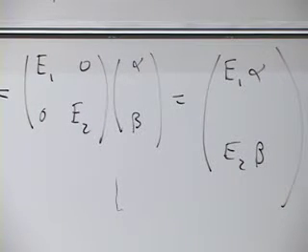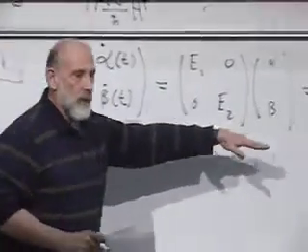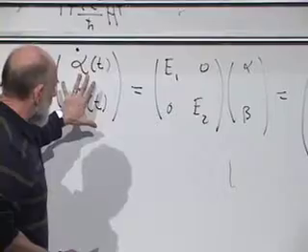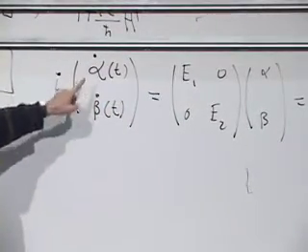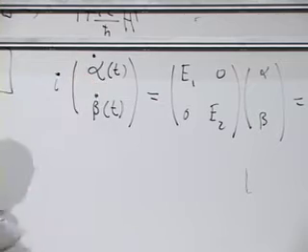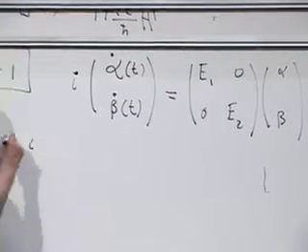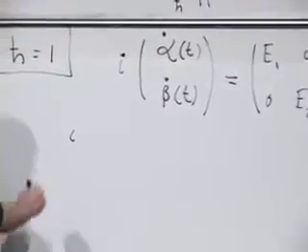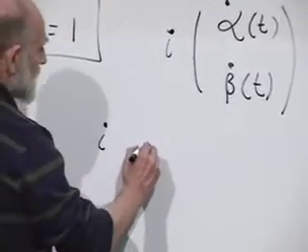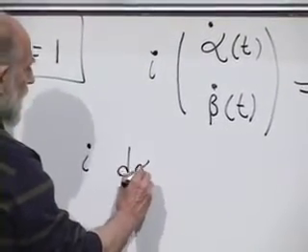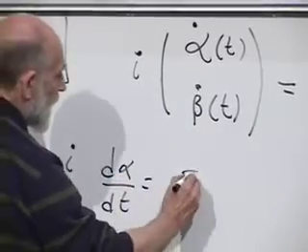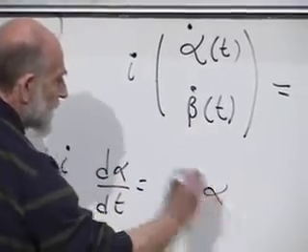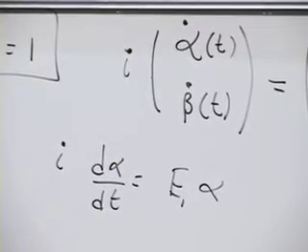This is now two differential equations, one for the upper component and one for the lower component. Whenever you get an equation like this, you can read it as several different equations, one for each component. Let's take the upper component. The upper component equation now just becomes a perfectly ordinary equation, i times d alpha by dt is equal to E1 alpha. That doesn't look so hard to solve.